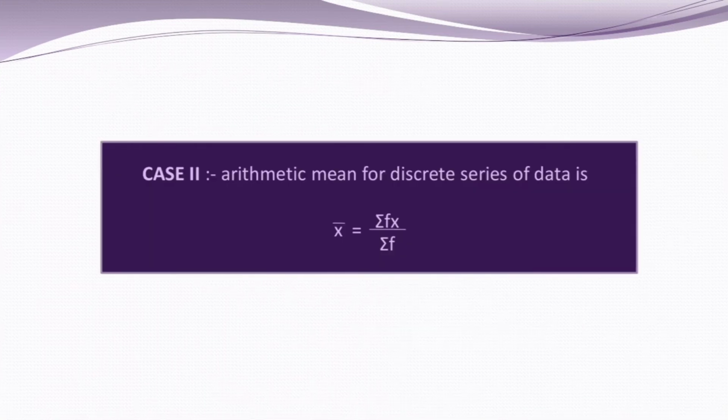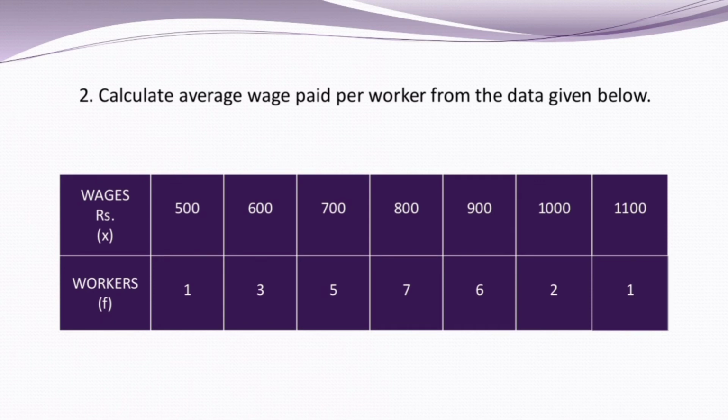Now let us see case 2. In case 2, arithmetic mean is calculated for discrete series of data. Here, arithmetic mean is equal to sigma fx by sigma f. Here, sigma f means the sum of all the frequencies observed, and sigma fx means the sum of all the products of each and every observation and their frequency. Now let us see an example sum.